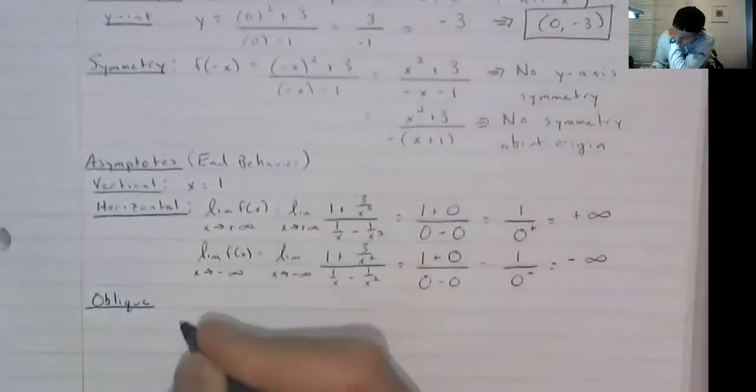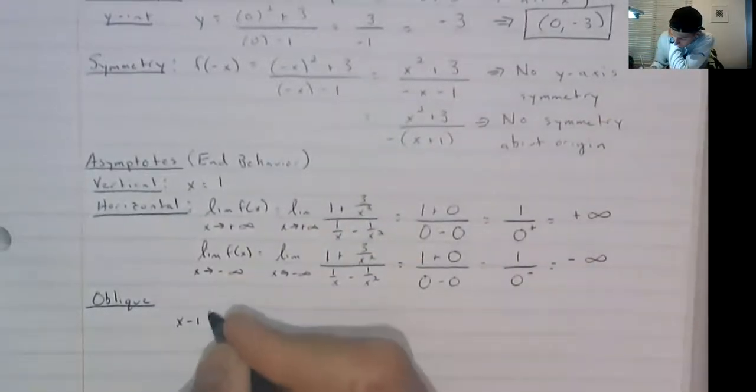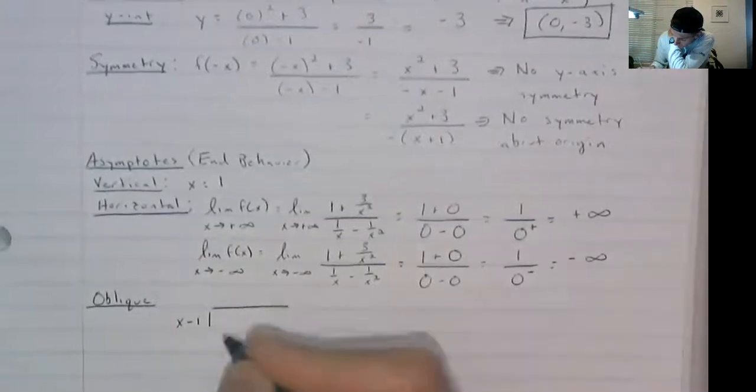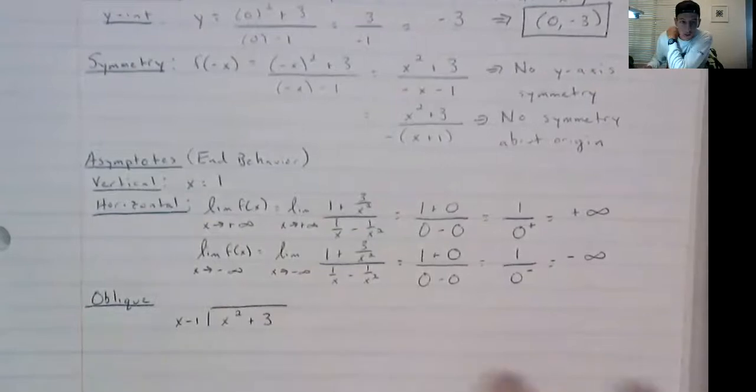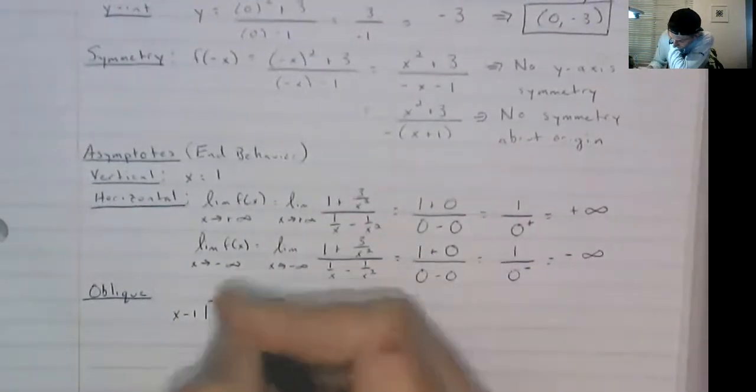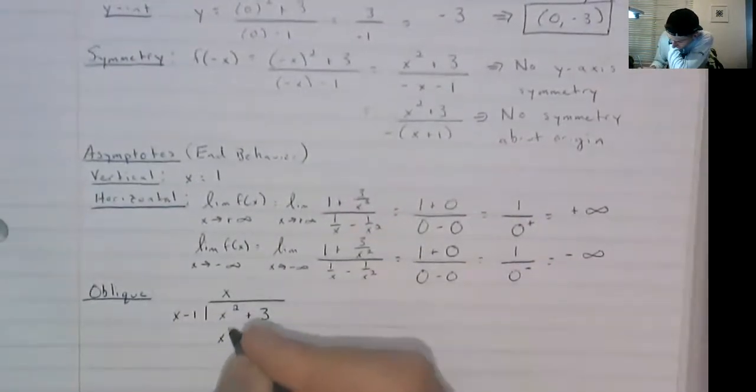So long division, what we're going to do is x minus 1 divided into x squared plus 3. So to get x squared, we need an x. x times x is x squared. x times -1 is -x.